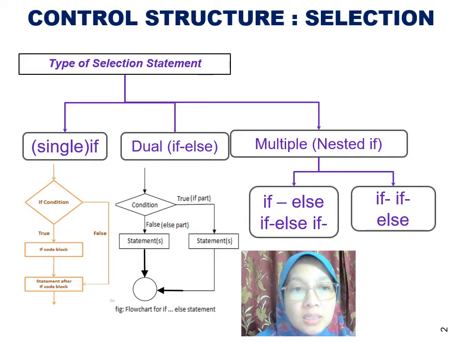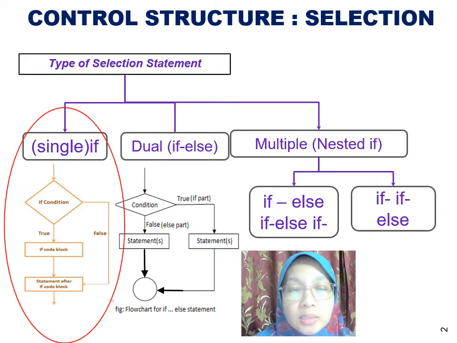What is single selection? Single selection is a process to solve a problem to determine an action, either true or false. When it is true, it will perform an action, but when it is false, it will do nothing based on the condition, or do the next statement after the case of condition.